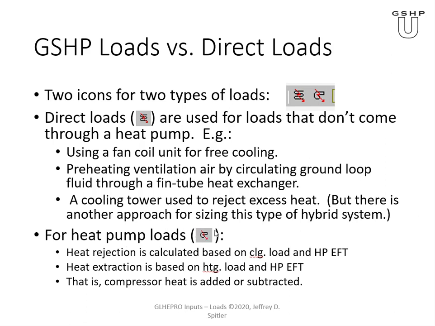For the heat loads on the heat pumps, we calculate the heat rejection based on both the load and the heat pump entering fluid temperature, and maybe I should say a performance map of the ground source heat pump. So the actual amount of energy the compressor uses has to be rejected to the ground. That depends on the heat pump entering fluid temperature, and so we use that information to figure out how much heat is rejected. Likewise, in heat extraction mode, it's based on the heating load and the heat pump entering fluid temperature. And we include the compressor heat. It's either subtracted from the heating load or added to the cooling load to get the heat extraction for the heating when it's in heating, or heat rejection when it's in cooling.